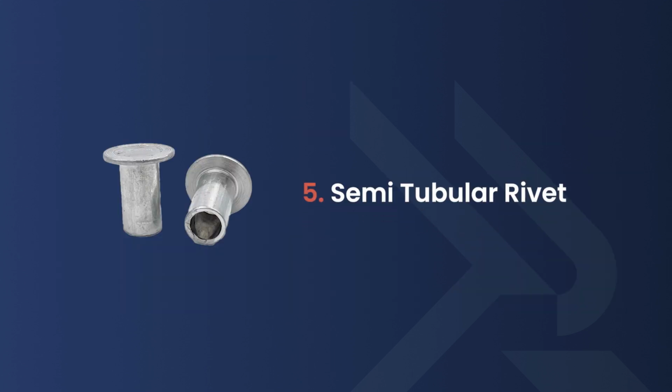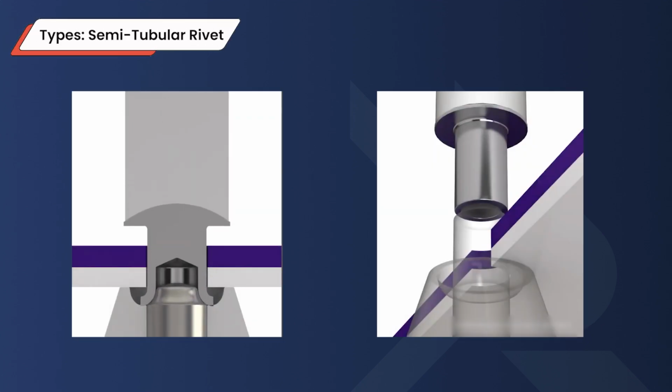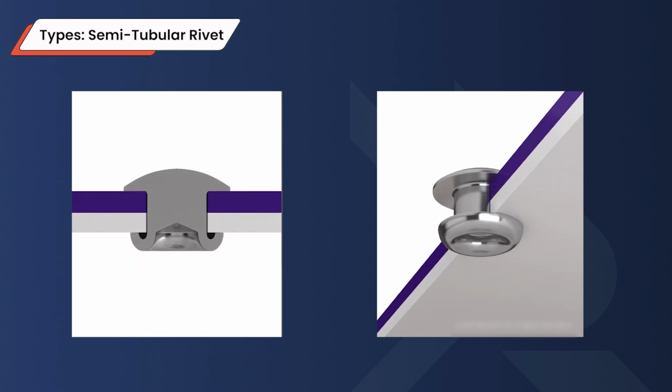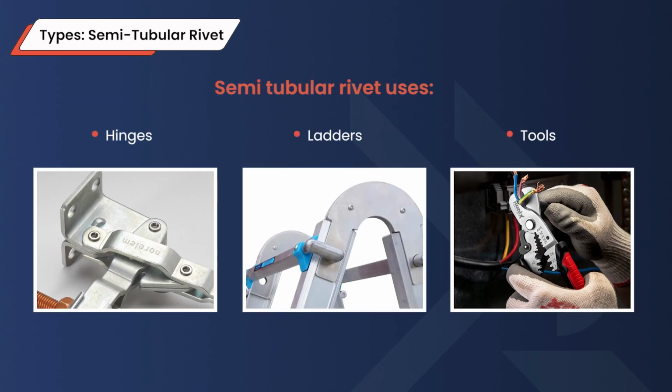The fifth type is the semi-tubular rivet. It is similar to a tubular rivet, but only the tail section is hollow. This makes it easier to form than a solid rivet, while keeping more material in the shank. Semi-tubular rivets are commonly used in hinges, tools, brakes, ladders, and furniture.